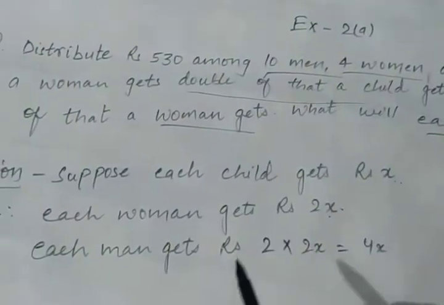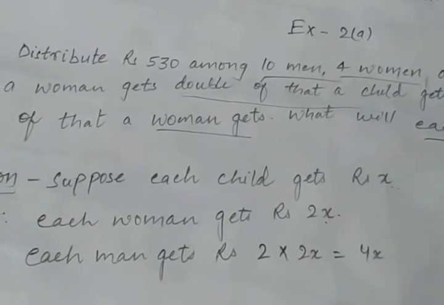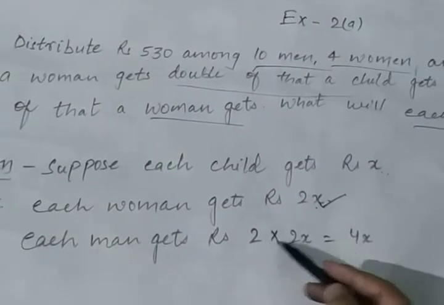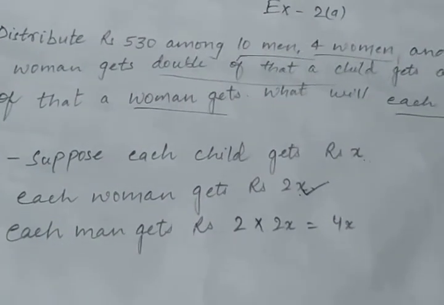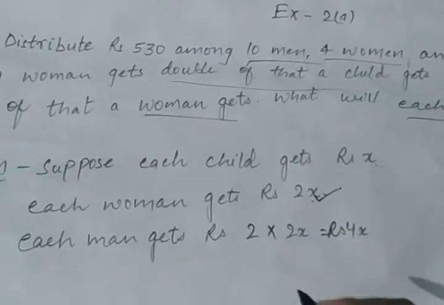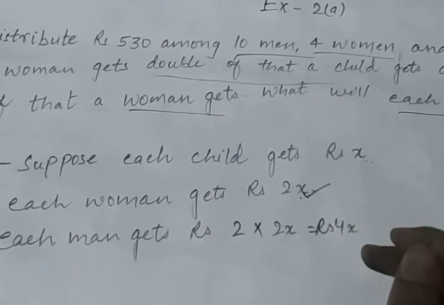And we also know that each man gets double of what a woman gets. The woman gets 2x, and double of that is 2 into 2x, that is 4x. So 4x rupees each man gets, 2x each woman gets, and x each child gets.